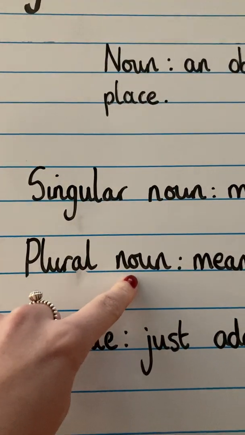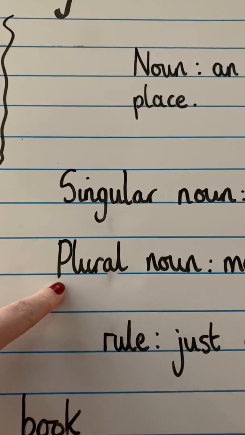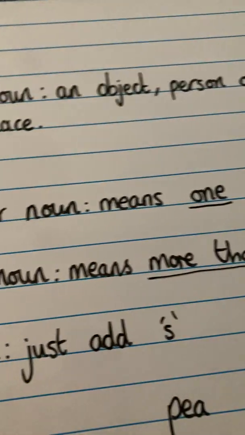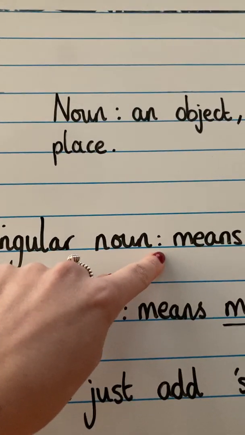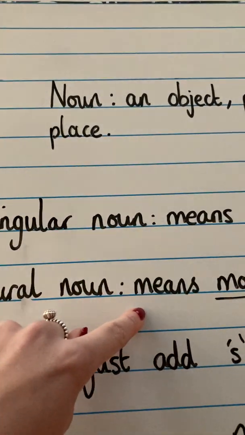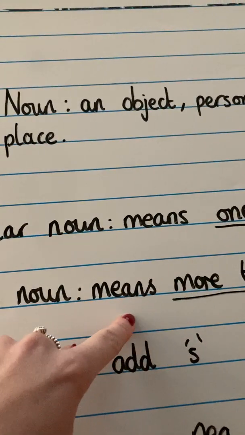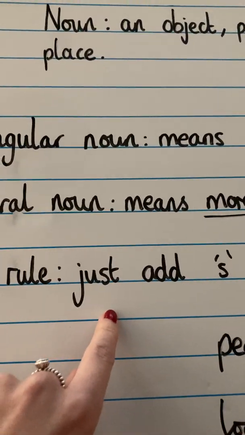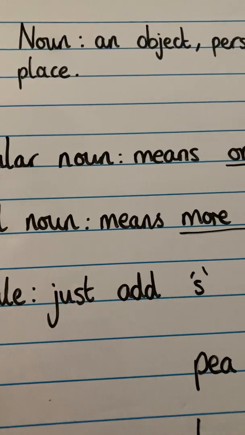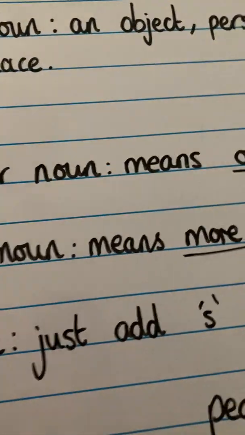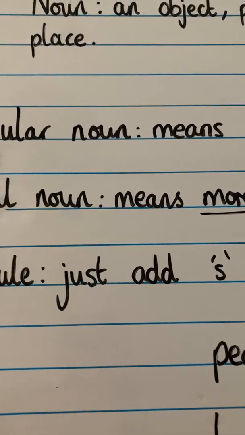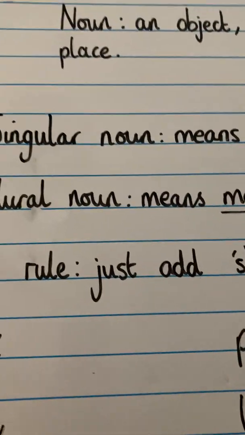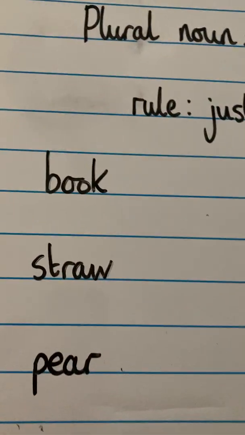So we've got plural noun. Now this word plural means more than one. So if you have, for this one, a boy, but then there's two boys, that means there's more than one. So that means that it becomes boys. So our rule today is that we are just going to add S onto the end of our words. So we're going to be looking at some nouns that we need to make plural because that means more than one. Okay, so on my board down here, I've got some words.